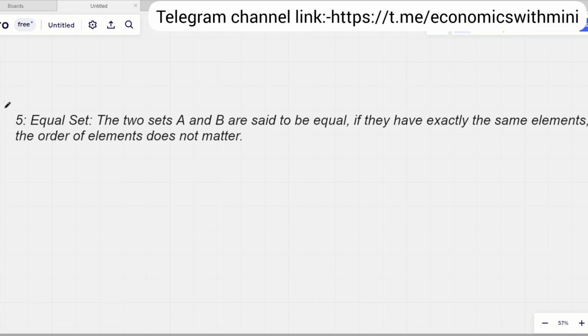Now moving on to next, equal set. Two sets A and B are said to be equal if they have exactly the same elements and the order of elements does not matter in equal sets. Let's see with the help of an example. A equals {1, 2, 3, 4} and B equals {4, 3, 2, 1}. Here the elements of set A and set B are equal, only the order is different, but it does not matter in equal sets. If the elements are the same in both sets, then the sets are known as equal sets.